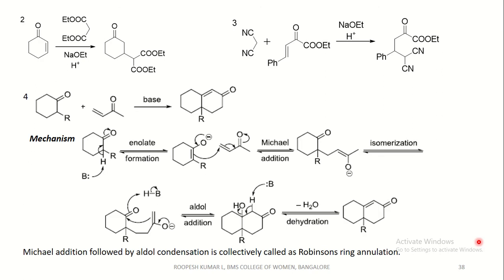Coming to the examples, this is a similar type to the first example. It is a cyclic one, but it is an alpha beta unsaturated ketone that reacts with an active methylene group in the presence of sodium ethoxide, and on the subsequent addition of an acid, that is in the workup procedure, we get the corresponding Michael product. Alpha beta unsaturated carbonyl compounds are also called Michael acceptors.